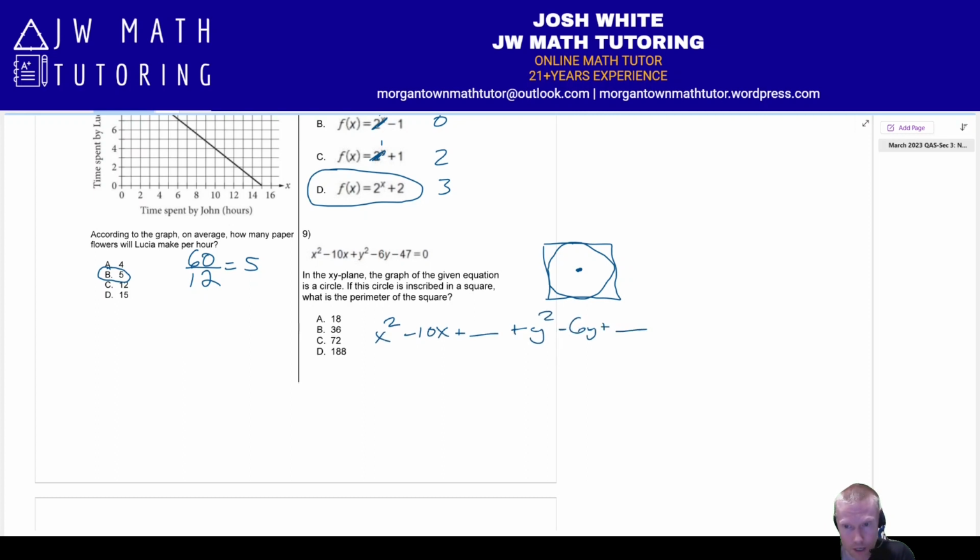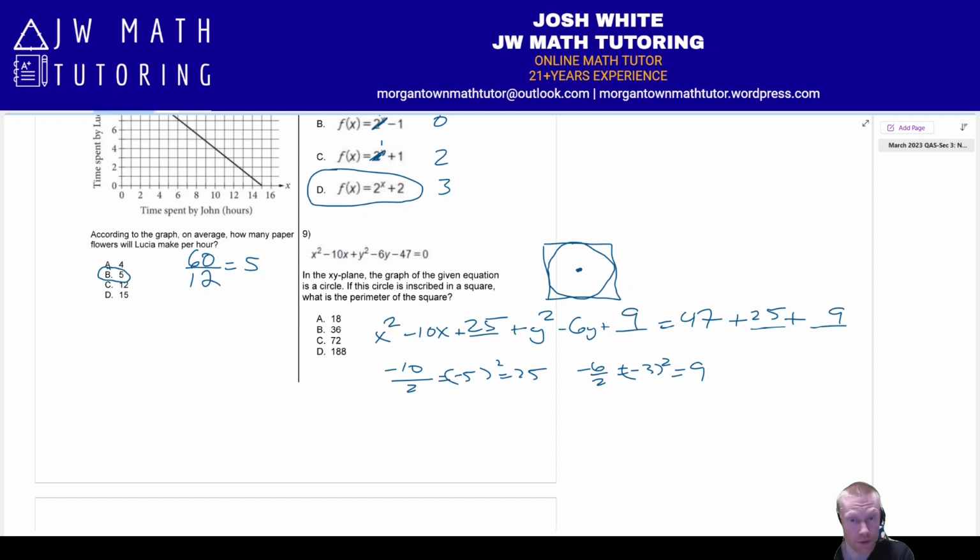by completing the square. So first I'm going to move the negative 47 over to the right by adding it, and then I'm going to put some blanks. And now I take the b term for both the x and the y's and I square them. So negative 10 divided by 2 is negative 5. Negative 5 squared is 25. Negative 6 divided by 2 is negative 3. Negative 3 squared is 9. That goes in this blank. And then I add the same numbers on the right.